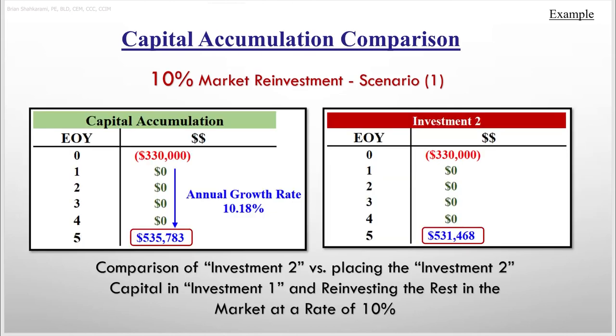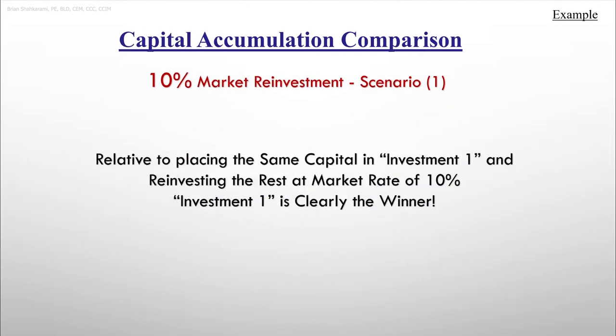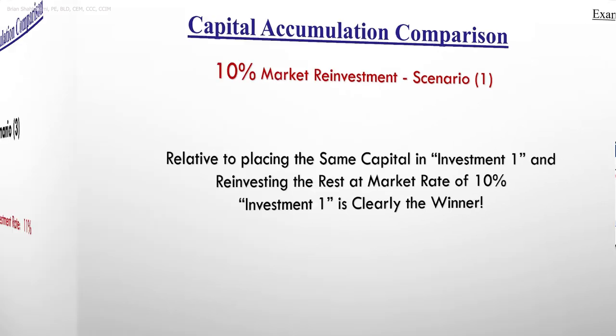Comparing this to investment 2 by itself, we see that our capital accumulation is now higher than the capital accumulation for investment 2. So what happened here? Investment 1 is clearly the winner, but that's because the reinvestment rate changed to 10%.